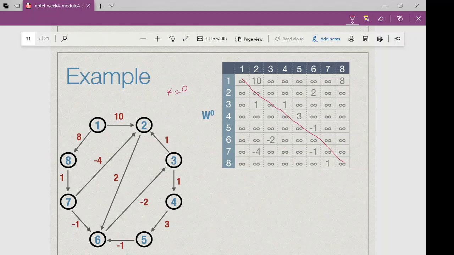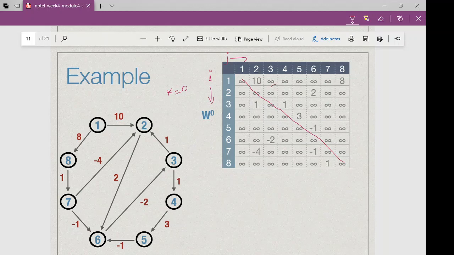Okay, fine. Then suppose this is i and this is j. Now 1 to 2: there is a direct edge between 1 and 2, so we will fill the entry 10. We will insert that weight. There is no need to go via any vertex in between. Then comes 1 to 3. 1 to 3, there is no direct edge, so we will put infinity.